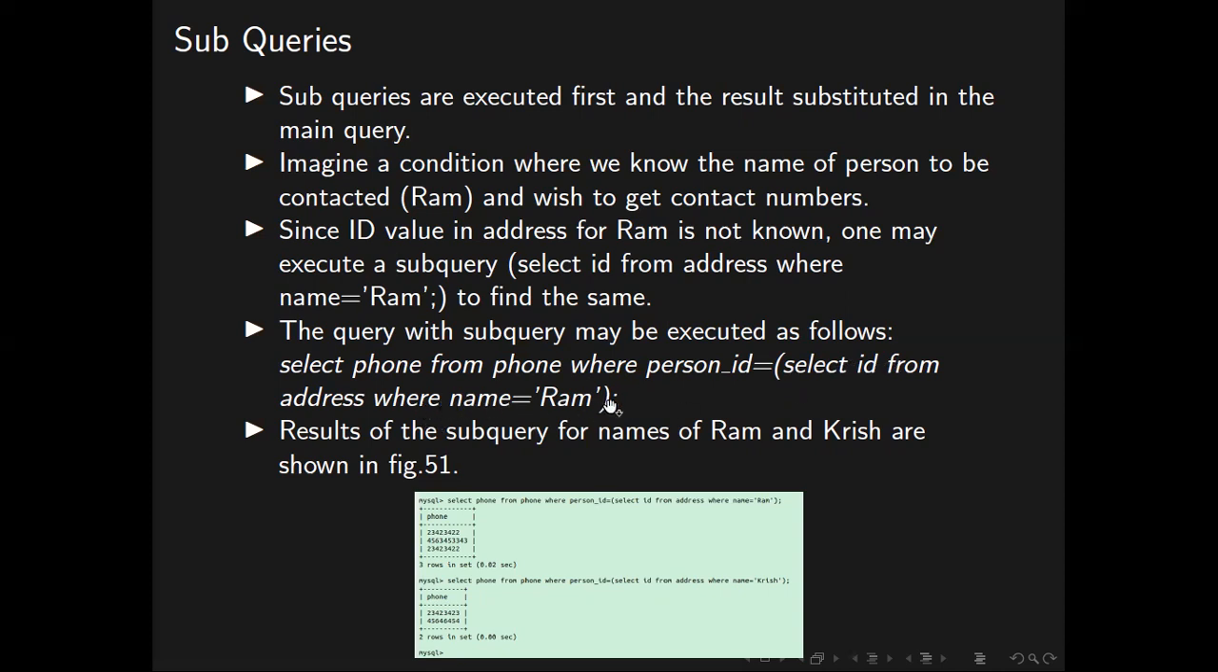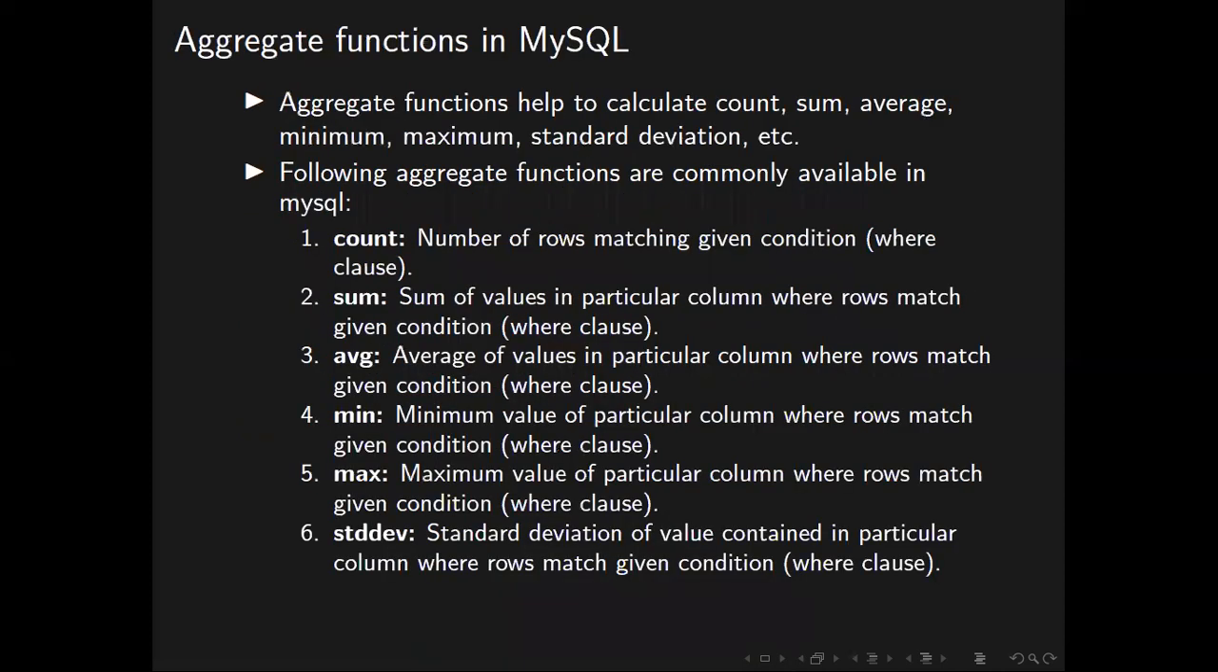Select ID from address where name equals wrong. This will run first. The subquery will run first. Then the result will be populated here. Maybe 5 or 6 or 10, something. A number will be populated here. Then the major query will run. Select phone from phone where person ID equals 5, 6 or whatever result is provided by the subquery. Therefore, a subquery runs first and then the major query runs later on. Major query and subquery.